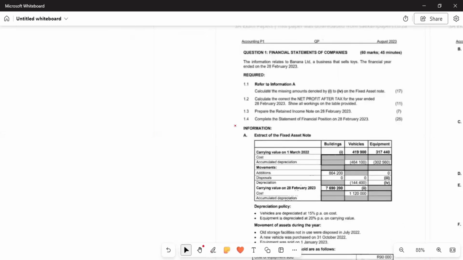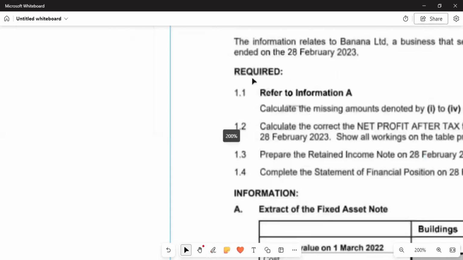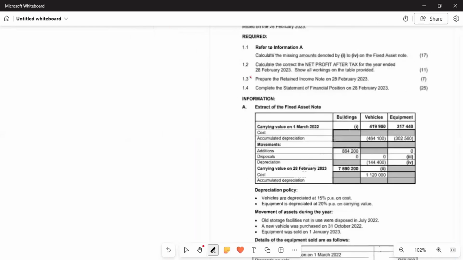Now, in this video, we're going to be doing calculations relating to the fixed asset note from your previous question paper. We're going to be using the given information to calculate these missing values on our fixed asset note. The first value we need to calculate is the carrying value at the beginning of the year for our building, making use of the information we are given here.